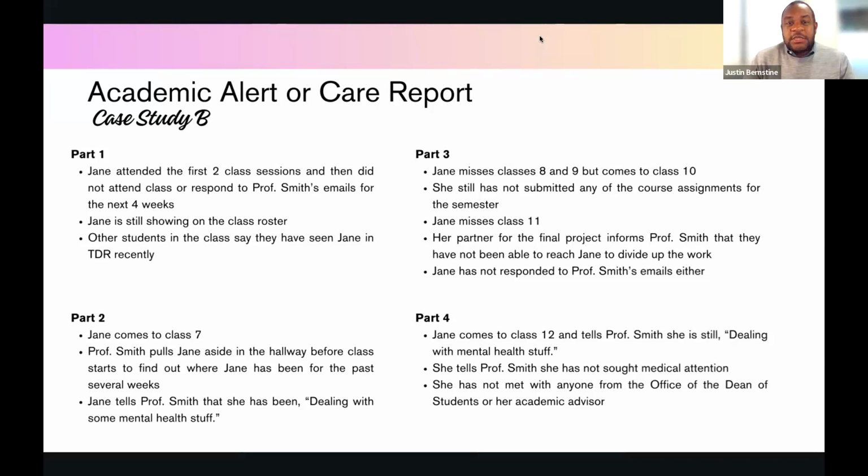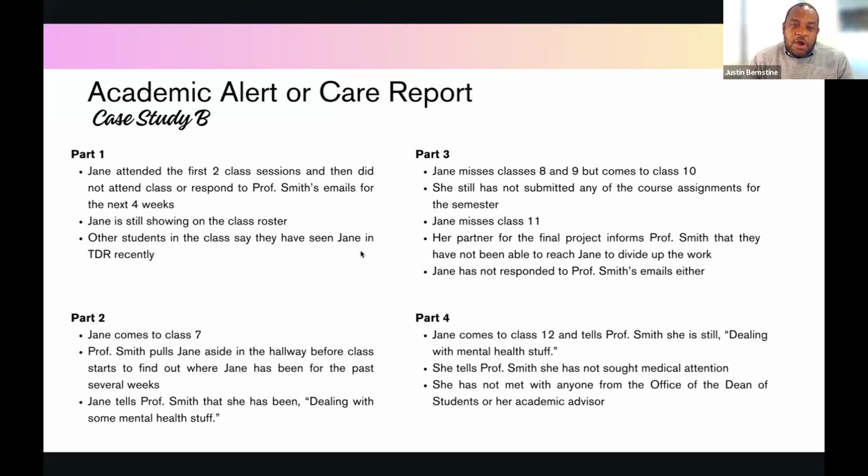She has still not submitted any of the assignments for the semester. Jane misses class 11. Her partner for the final project tells Professor Smith that they have not been able to reach Jane to divide up the work, and Jane has not responded to Professor Smith's emails either.